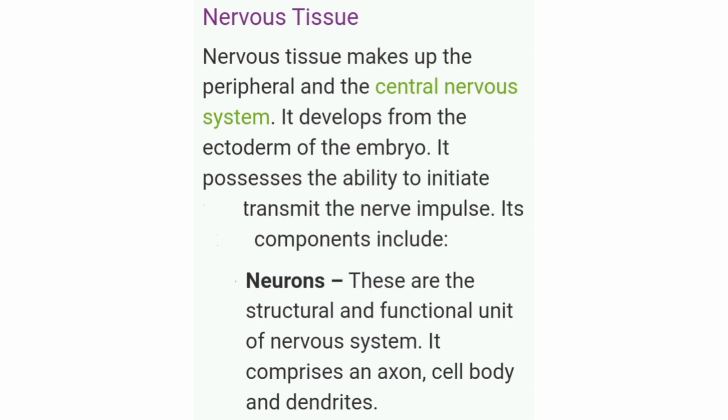Fourth one, nervous tissue. Nervous tissue makes up the peripheral and the central nervous system. It develops from the ectoderm of the embryo. It possesses the ability to initiate and transmit the nerve impulse. Its components include neurons. These are the structural and functional unit of the nervous system. A neuron comprises an axon, cell body, and dendrites.